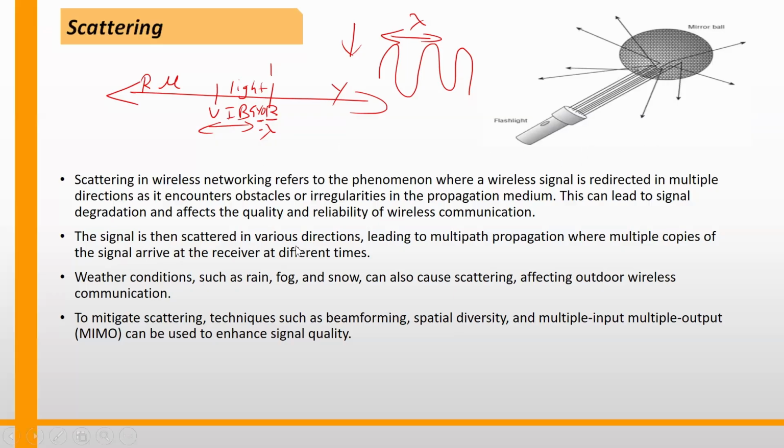Signal scattering in wireless networking refers to the phenomenon where a wireless signal is redirected in multiple directions as it encounters obstacles or irregularities in the propagation medium. This can lead to signal degradation and affects the quality and reliability of wireless communication. Weather conditions such as rain, fog, and snow can also cause scattering, affecting outdoor wireless communication. To mitigate scattering, techniques such as beamforming, spatial diversity, MIMO, we have seen this, right? They can be used to enhance signal quality.